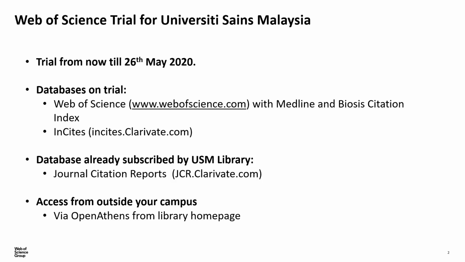Then at the same time, the USM library already has a subscription to another one of our Web of Science databases, which is called Journal Citation Reports. And this is the home of the journal impact factor. So if you want information about any journals indexed within the Web of Science Citation Index, as well as the Social Science Citation Index, you will go and look at Journal Citation Reports. So all journals indexed in Journal Citation Reports have an impact factor. And this is the platform that is already subscribed for you by the library.